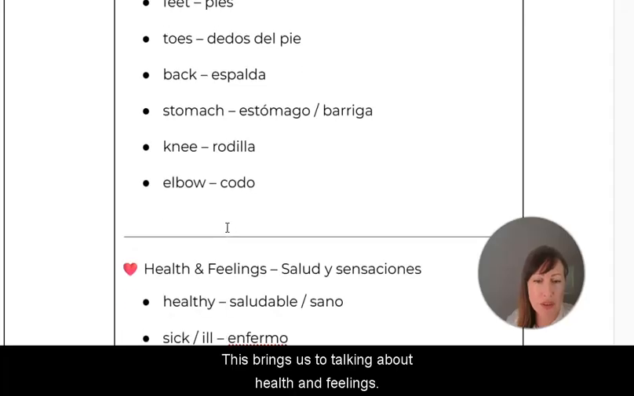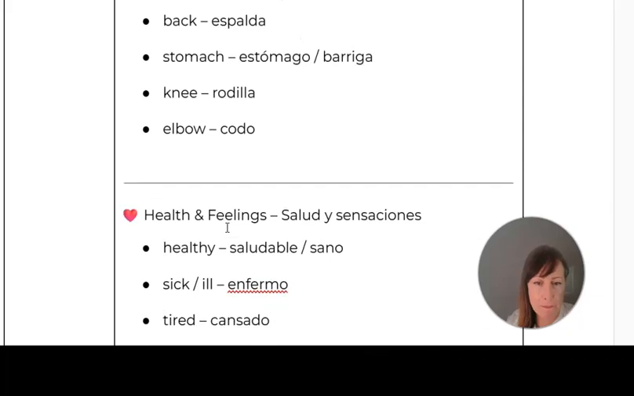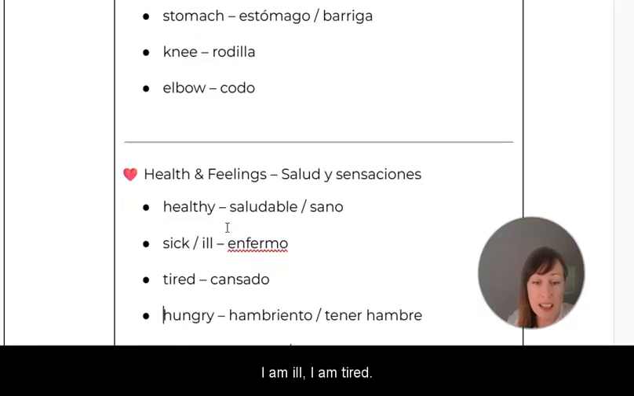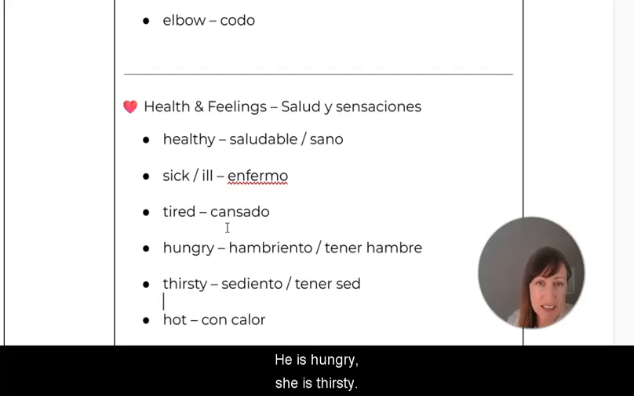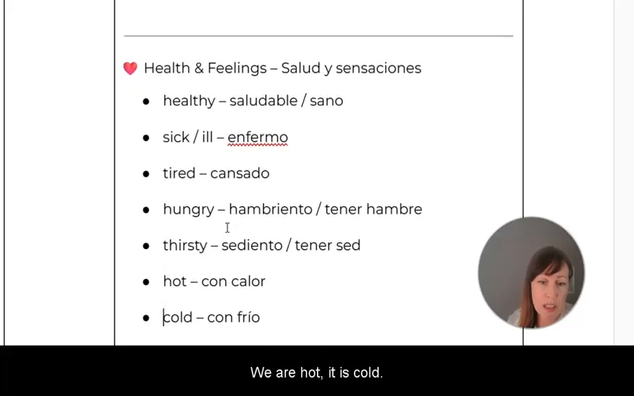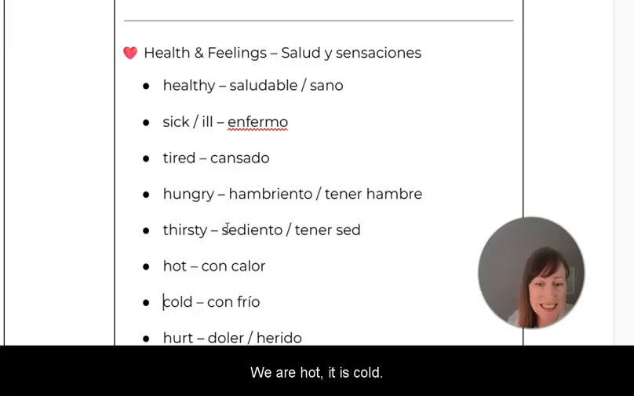This brings us to talking about health and feelings. Okay? Healthy. To be sick, to be ill, to be healthy. We use the verb to be. I am healthy. I am sick. I am ill. I am tired. He is hungry. She is thirsty. We are hot. It is cold.